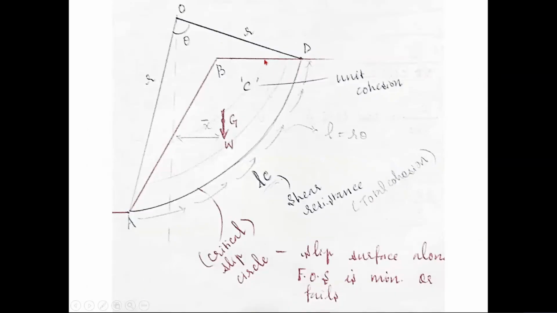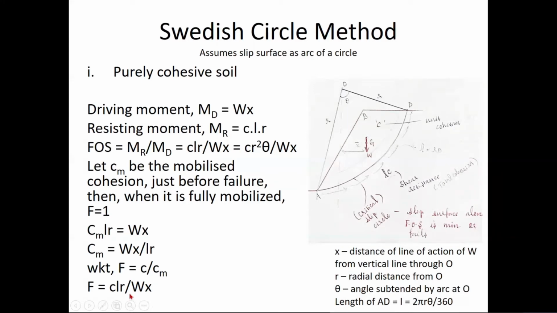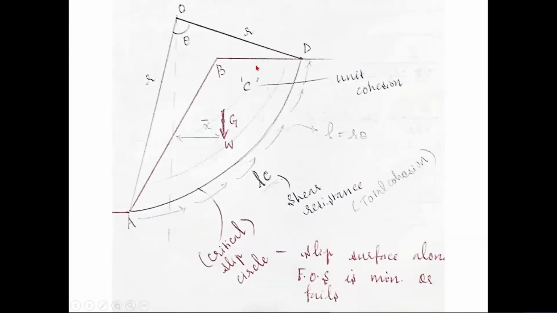Then I will consider the next surface, the next dotted line. I'll calculate the weight of that wedge, the length of this arc, and find out what theta is. I will calculate the factor of safety again, and I will keep on doing that four or five times probably. Then I will find out for which assumed slip circle the factor of safety is minimum, or it is going to fail. That will be your critical slip circle, right? So this is how you do the Swedish circle method for calculating the factor of safety against slope failure for a finite slope. Clear? Hope it's clear.